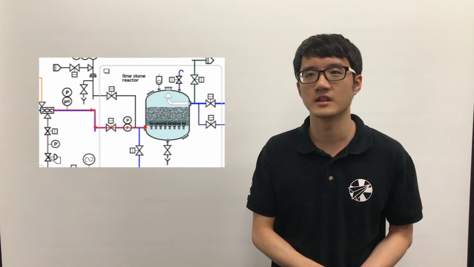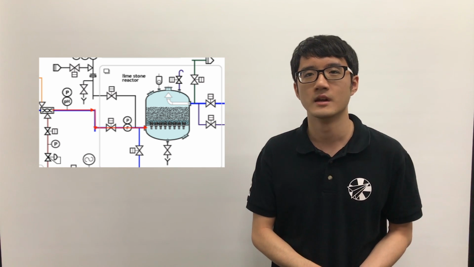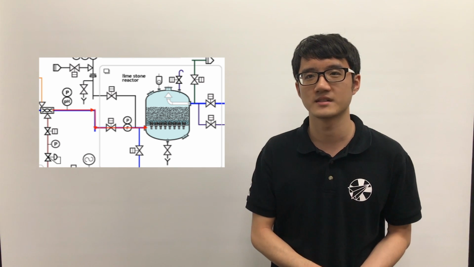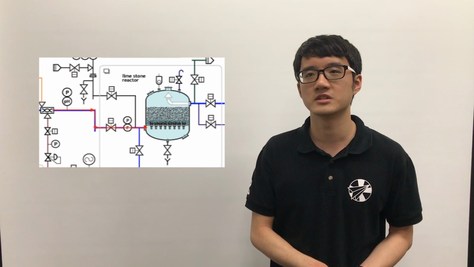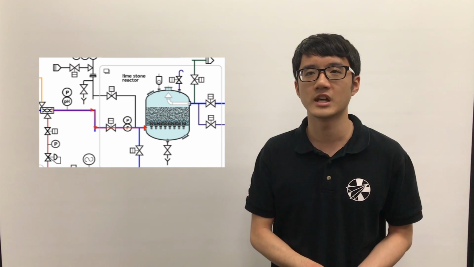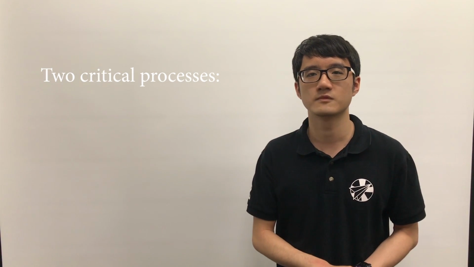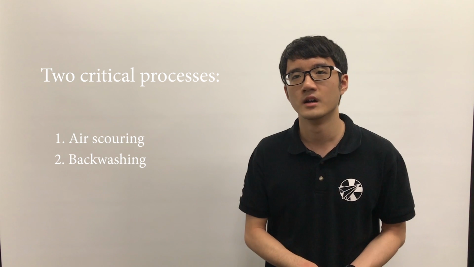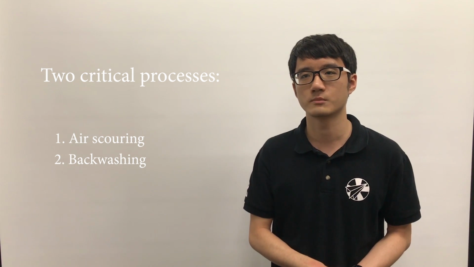After the CO2 dosing and chlorination process, the water was transferred towards the limestone reactor through the pipelines for the remineralization process. When the water passes through the tank, the reaction between CO2 and limestone will allow the water to regain the mineral ions. So from here, there are 2 critical processes applied to increase the performance. They are the air scouring and backwashing process.